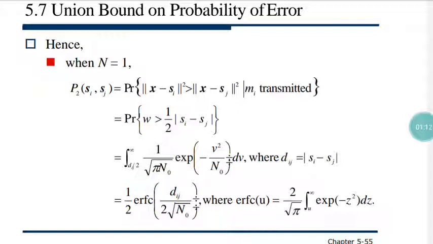If you are taking x from a known source, then finally this equals half ERFC of dij by 2√n0, where ERFC(u) equals 2/√π times the integral from u to infinity of e^(−z²) dz. Already in the chapter on random variables and random processes, I told you what the ERFC function is and how it is evaluated. So that particular ERFC function is just used here.